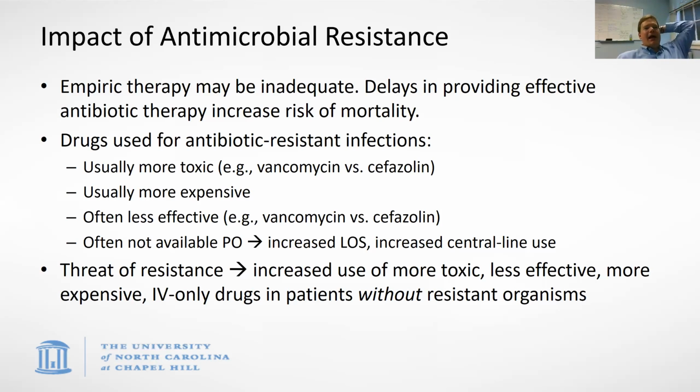And then the threat of resistance leads to a problem too. Before MRSA, nobody had to use vancomycin. We didn't have vancomycin-related nephrotoxicity, which is really common. But now that any patient who comes in sick could have MRSA, almost any patient who develops a new infection is going to get started on vancomycin or an equivalent, and that means we're using something that is probably more toxic, possibly less effective, more expensive, and IV only in patients who do not have resistant infections, and we just haven't found out yet. So the threat of resistance may even cause more harm than the actual antibiotic-resistant organisms.